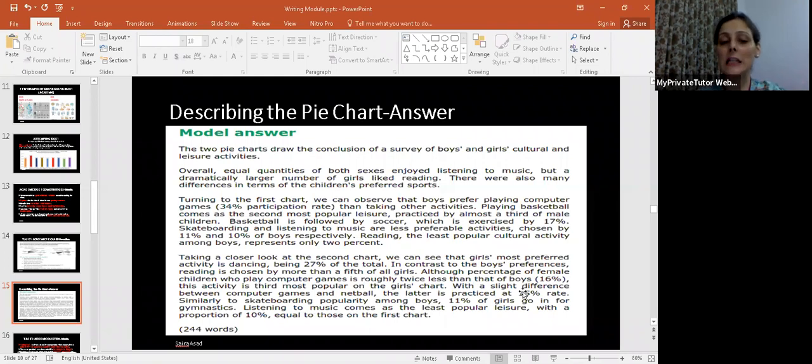This activity is the third most popular on the girls' chart, with a slight difference between computer games and netball. The latter is practiced at a 15% rate. Similarly to skateboarding's popularity among boys, 11% of girls go for gymnastics. Listening to music comes as the least popular activity, with a proportion of 10%, equal to that on the first chart. You have described everything and you have compared everything.